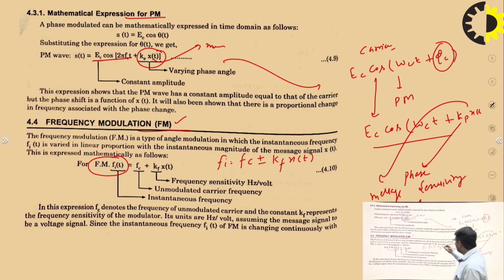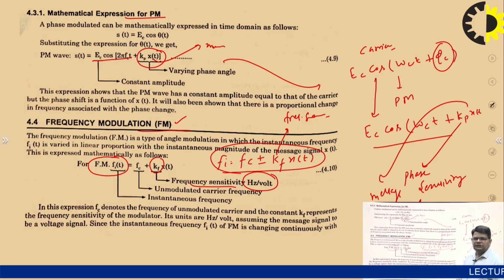where kf is again the frequency sensitivity factor, which tells how much there is variation in the frequency with the change in the instantaneous value of the magnitude of the message signal, that is volt. So the unit for this may be written as: kf is the frequency sensitivity and its unit is hertz per volt. In this way we can get the instantaneous value of the frequency.